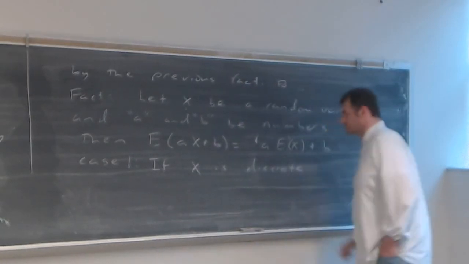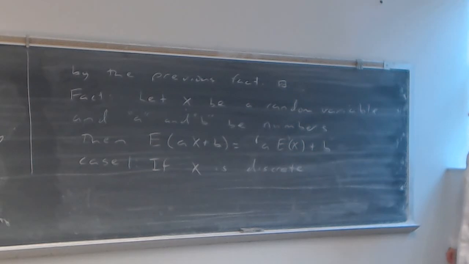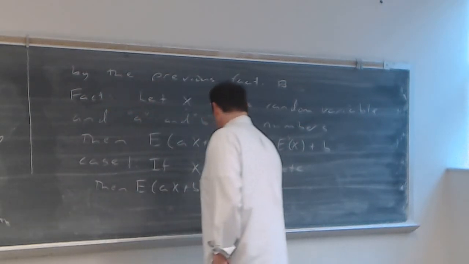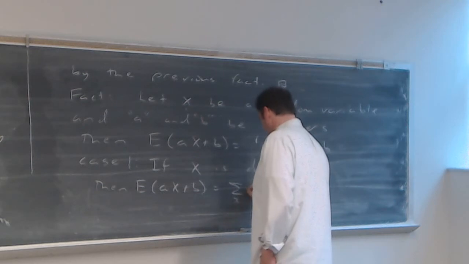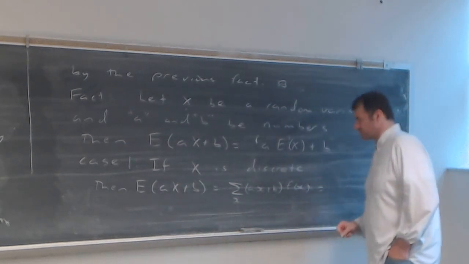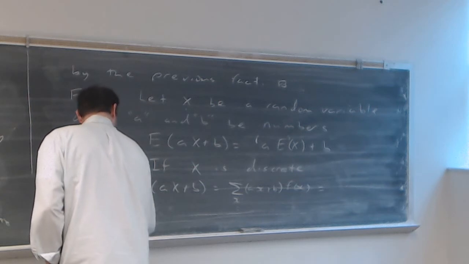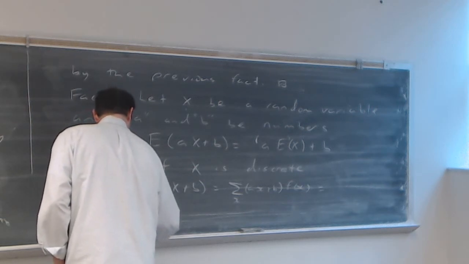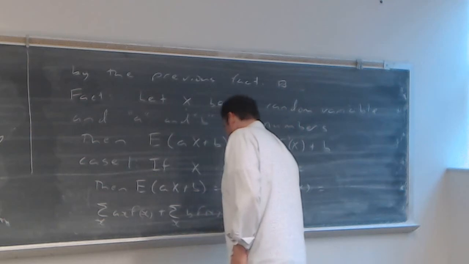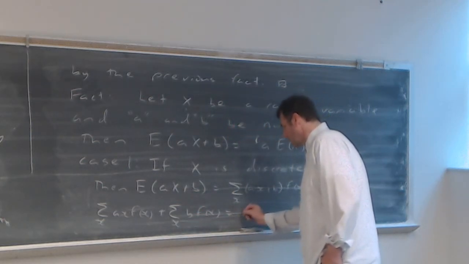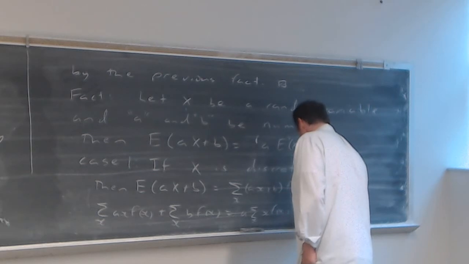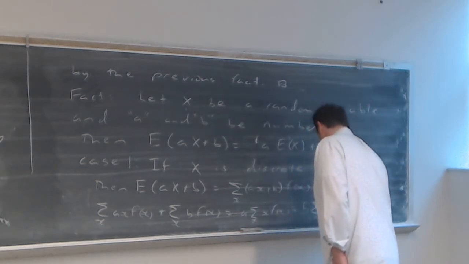discrete, then the expected value of AX plus B, well, that's a sum over all X values of g of X, which is AX plus B, times f of X. And that's going to be equal to the sum, I'll rewrite this as a sum over X values of AX f of X plus, I'll split it up into two sums, the sum over X of B times f of X, which equals A times the sum over all X values of X f of X plus B times the sum over all X values of f of X.